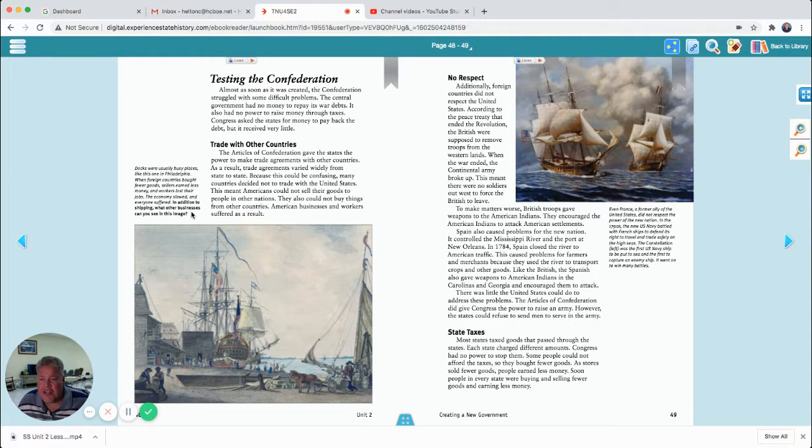In addition to shipping, what other businesses can you see in this image? Well, you've got shipping, you've got somebody carrying stuff with a horse, so maybe some people who were transporters, transporting things. I can't really see. It's a small picture, isn't it?